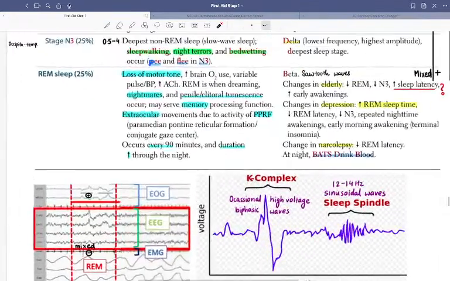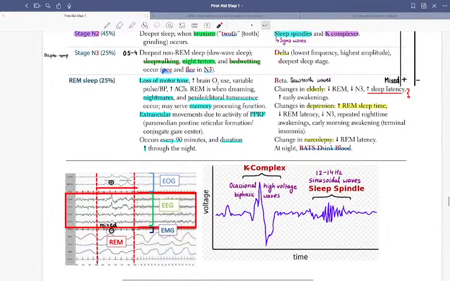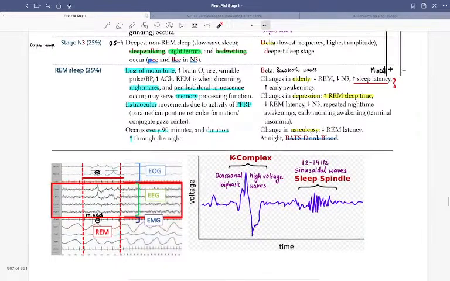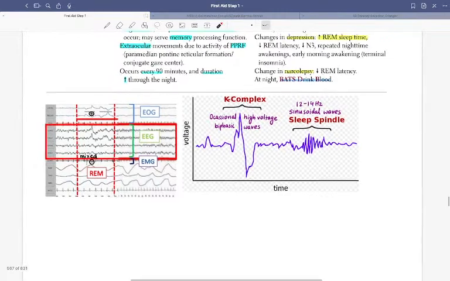So this loss of muscle tone is important. That loss of muscle tone happens in REM. Rest everything is increased. There's ocular movement, increased BP, increased brain oxygen, increased ACTH, increased pulse, pulse pressure, and everything. Memory processing function also, this is important. Next is PPRF. That PPRF is also important. Paramedian pontine reticular formation, conjugate gaze.